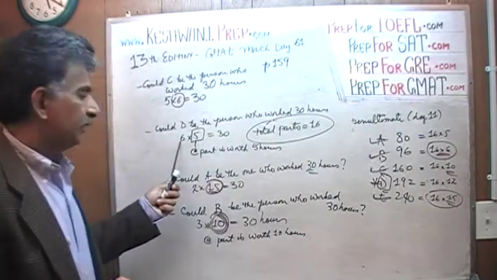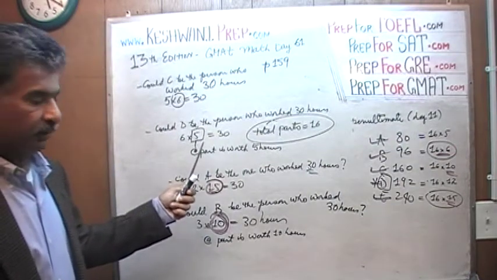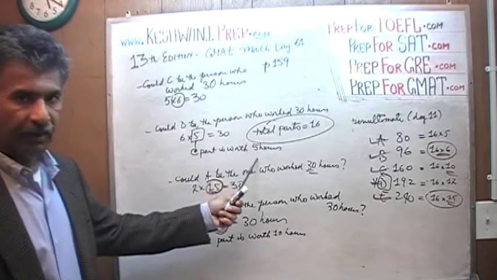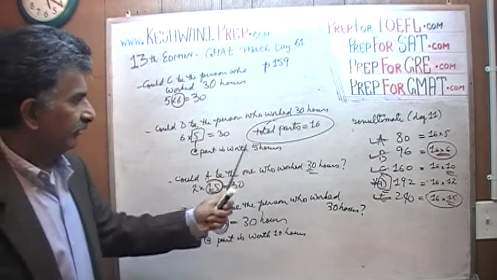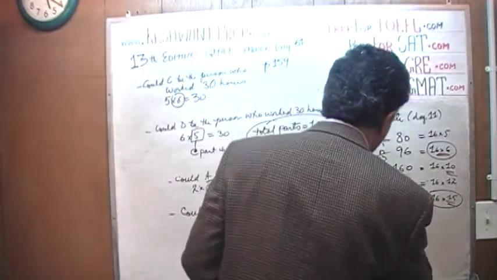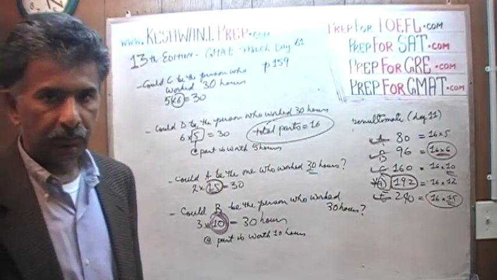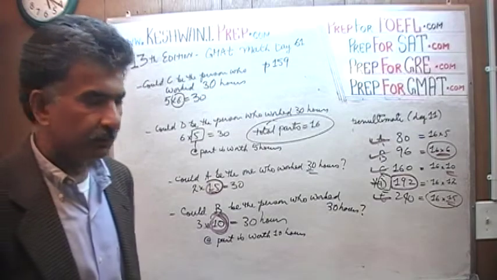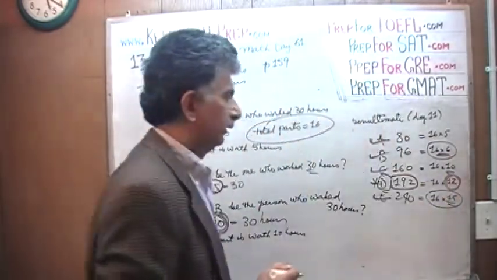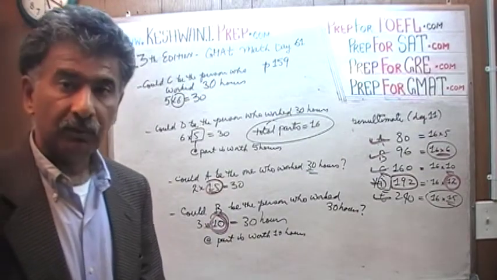And finally, could D be the person who worked 30 hours? The answer is yes, he could have been the one who worked 30 hours, because in that case, each part would have been 5 hours. And 5 times 16 is 80. The only thing that does not work is 192. And do you know why 192 does not work? Because in order for it to be 192, each part would have to work 12 hours.